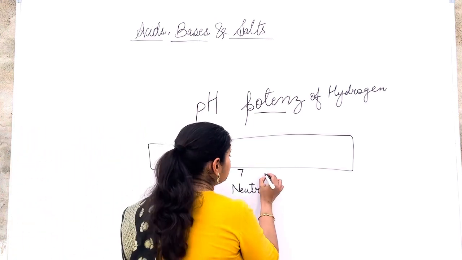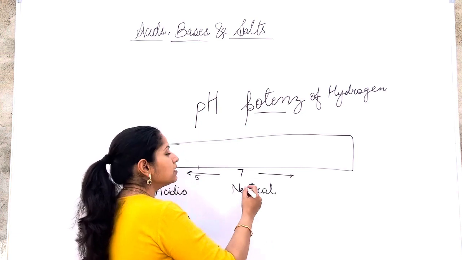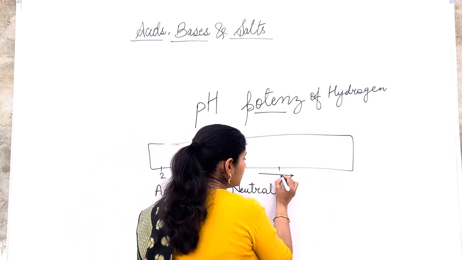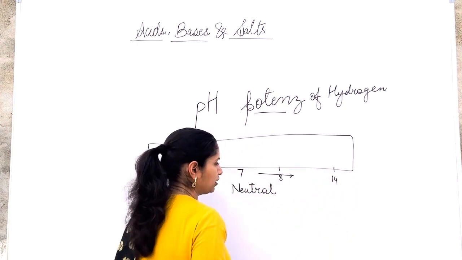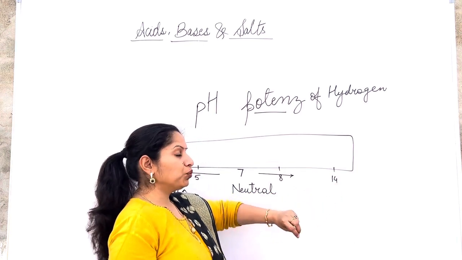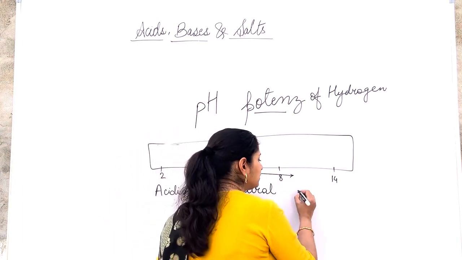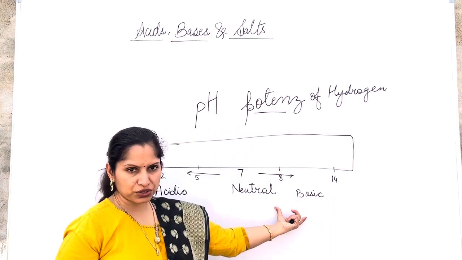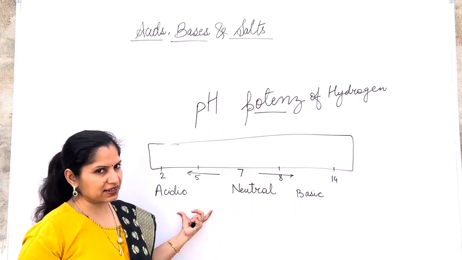In the same way, if the potence of hydrogen is decreasing, it means the pH is increasing. For example, we have two substances, one is having pH 8 and the other is having pH 14. Then the one which is having pH 14 will be more basic in nature. So the basic nature increases as the pH increases, and the lesser the pH, the more acidic a substance is.